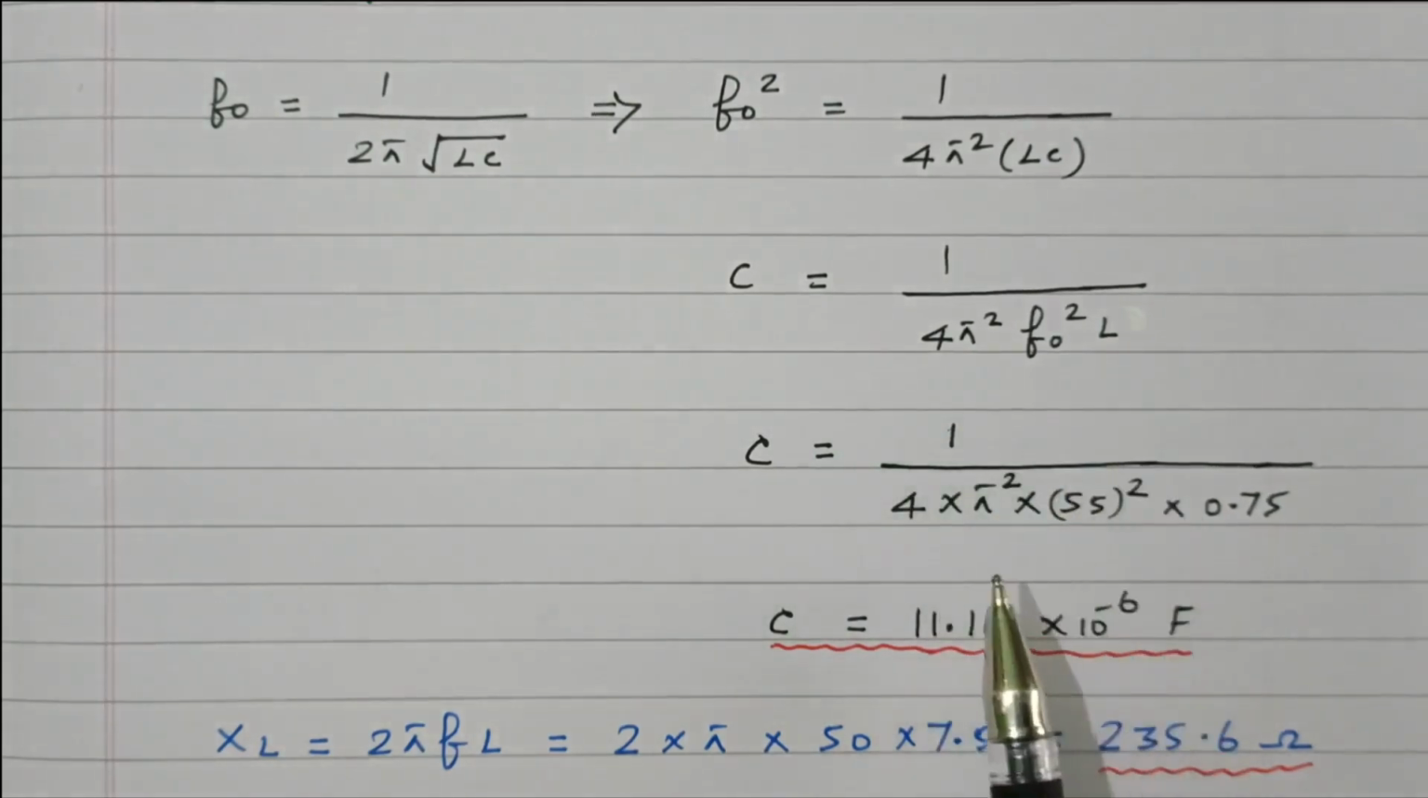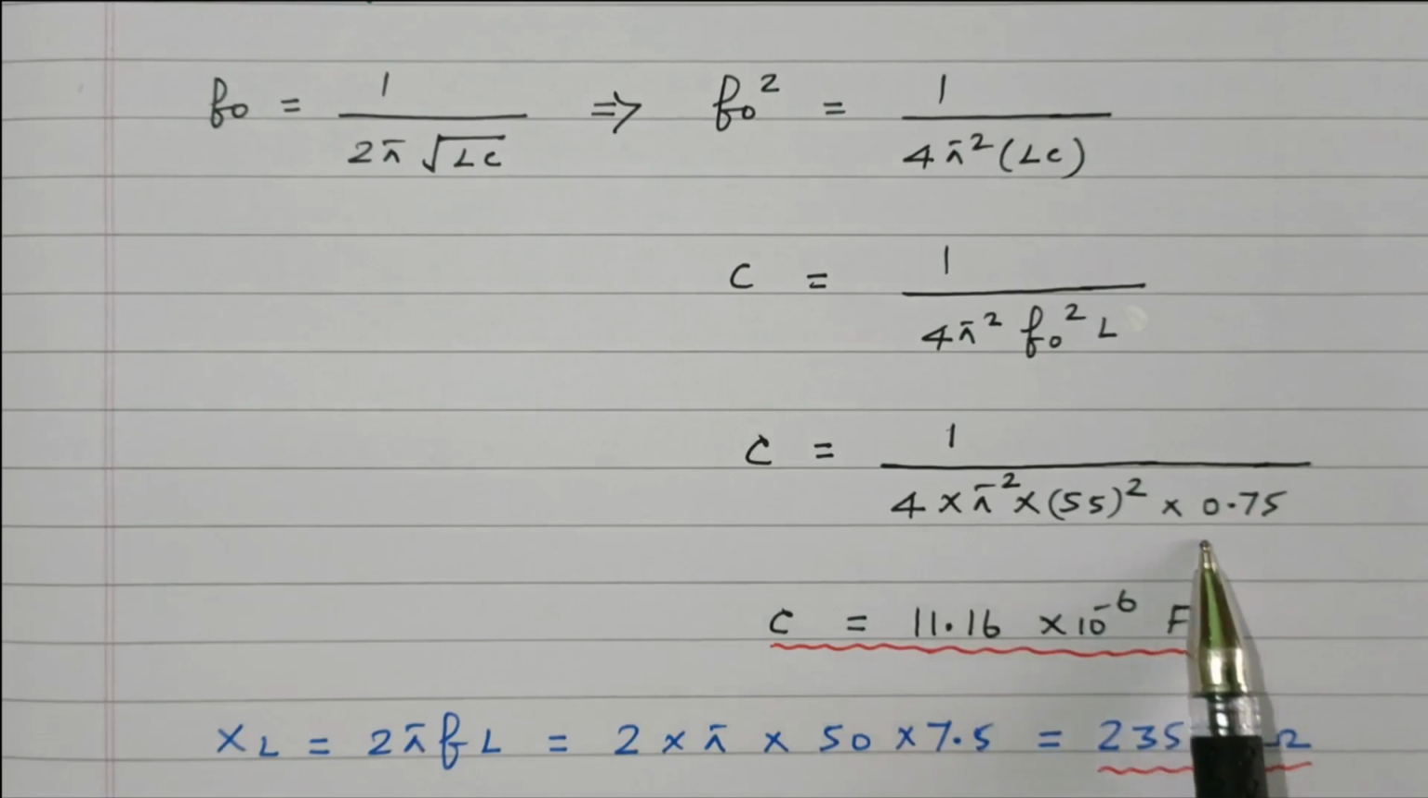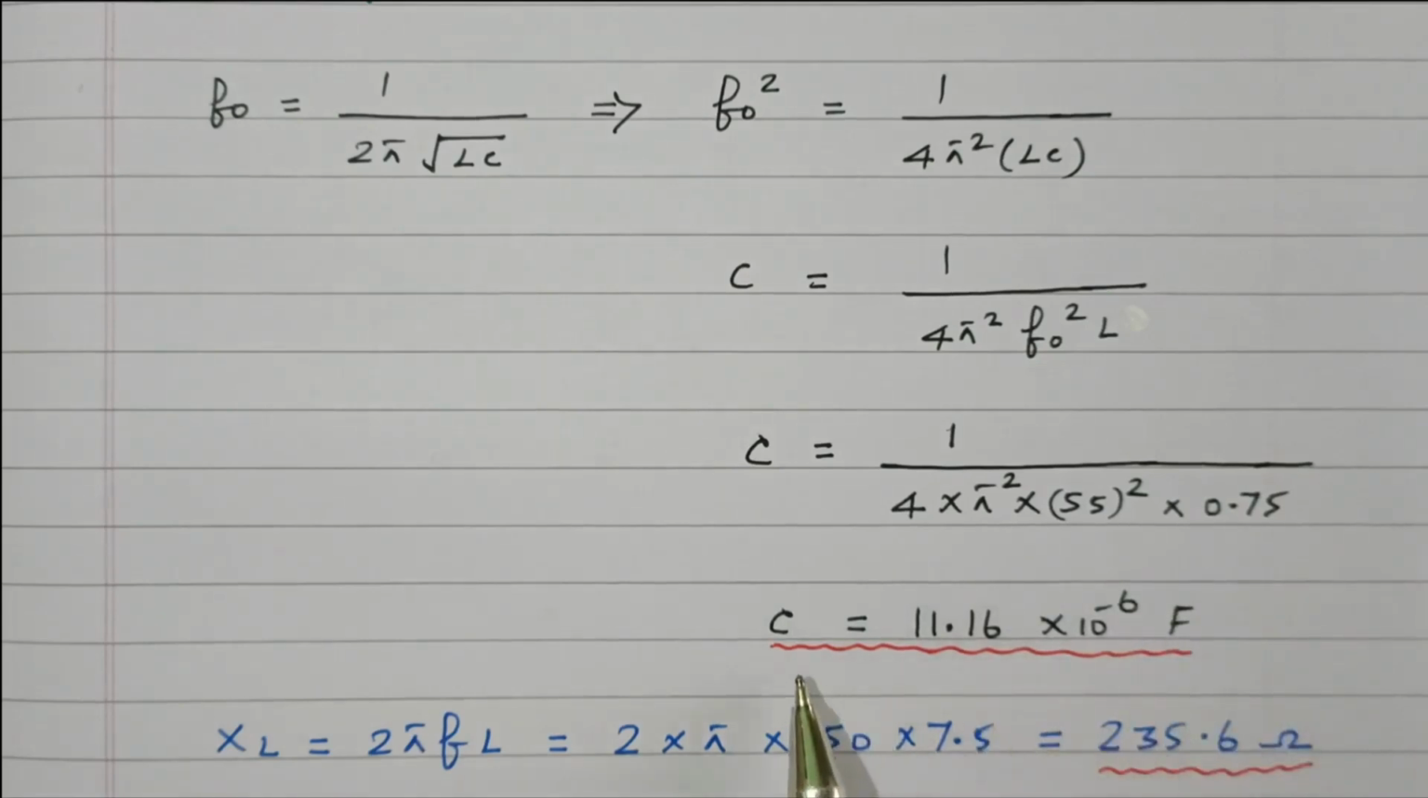So all these values are available. 1 divided by 4 into pi square, F naught is 55, 55 square, L value is 0.75. By simplifying this, we can find the C value: 11.16 into 10 to the power minus 6 farad. So the C value is available.